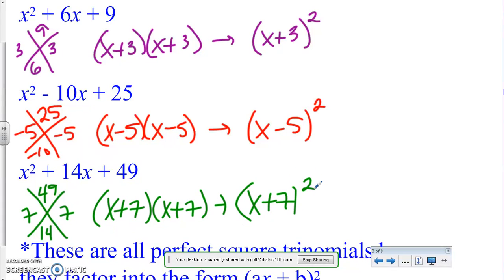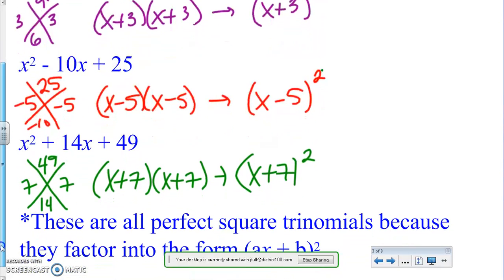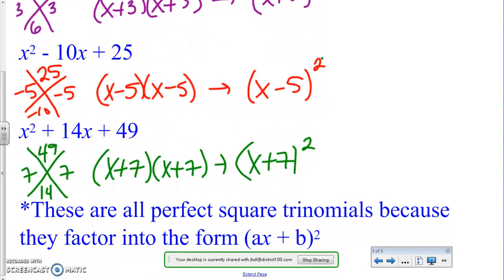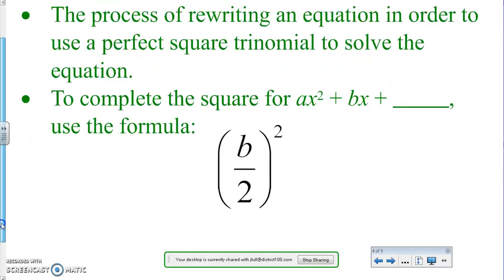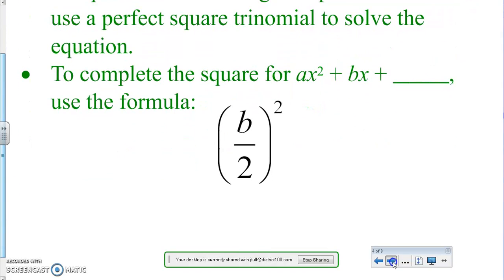So notice when I factored all three of these, the reason they're perfect square trinomials is because when I factor them, I end up having the square, the parentheses squared, on the outside. We're going to use this when we complete the square, and that's kind of our goal for completing the square. Okay, so the process of completing the square is rewriting the equation in order to use a perfect square trinomial to solve the equation. There is a formula that you need to know. We are going to take half of b and square it.